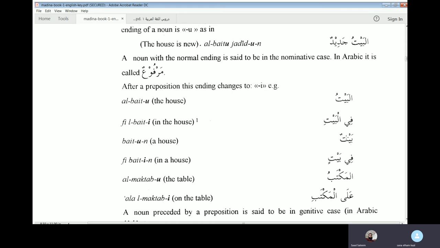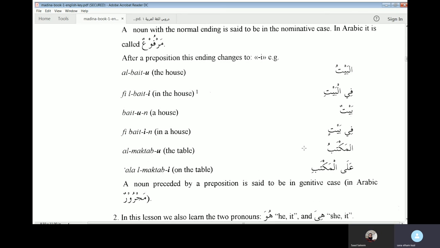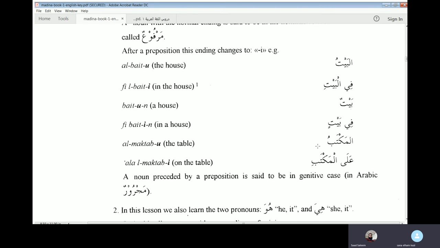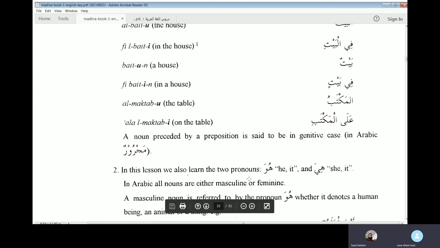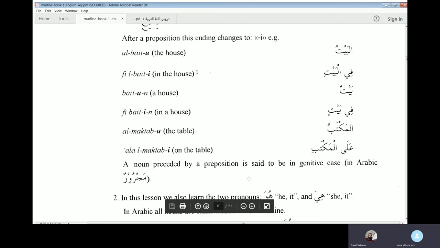So the house, fil-bayti is in the house. Baytun, a house, becomes fi baytin, in a house. Al-maktabu, the table, becomes ala al-maktabi, on the table. So a noun which is preceded by a preposition is said to be in the genitive case. In Arabic, it's called majrurun.